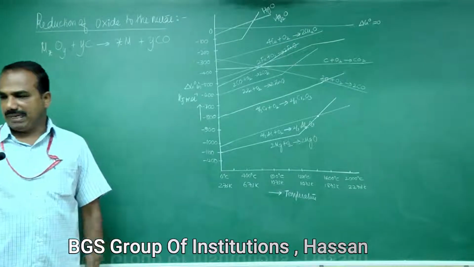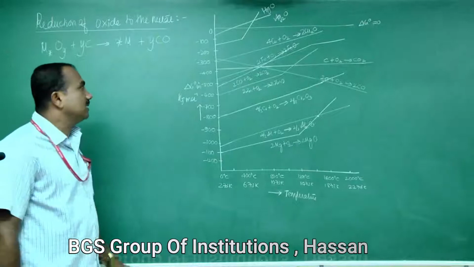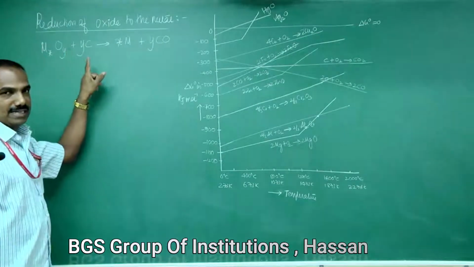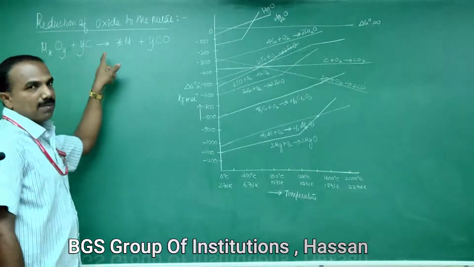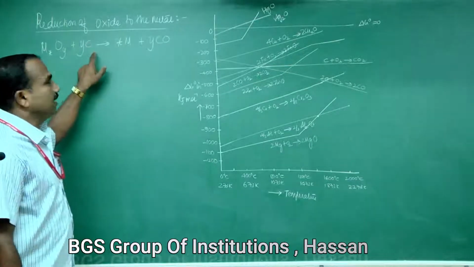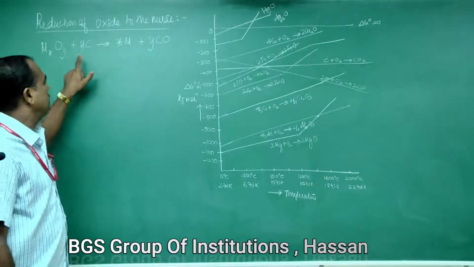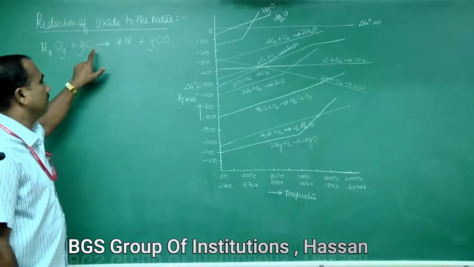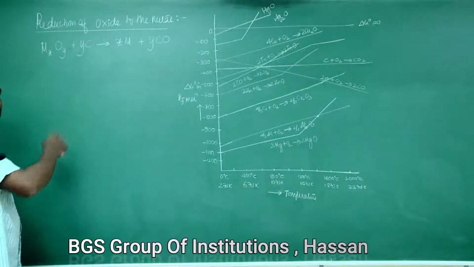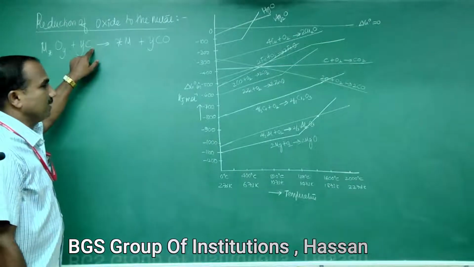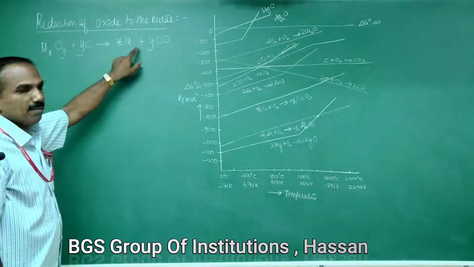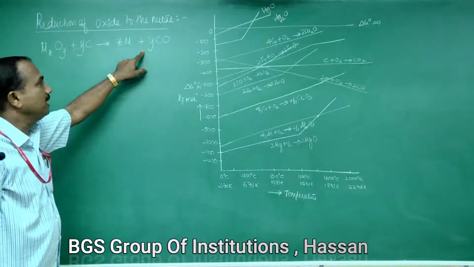Reduction of the metal oxides is usually carried out with a suitable reducing agent such as carbon or carbon monoxide. So in this equation, the metal oxide MxOy combines with y carbon, that is, carbon is used as a reducing agent, to form the metal x M plus y CO.